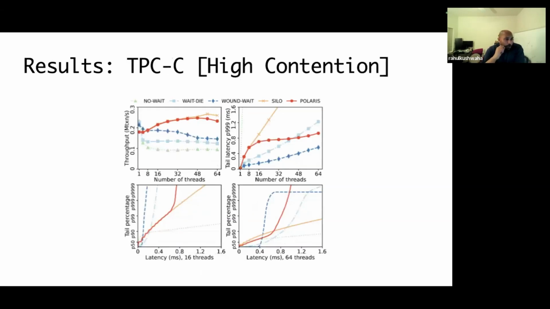Another graph that I wanted to talk about is the TPCC high contention one. The same story here as well. If we look at the bottom right graph, the latency of Polaris is way better compared to Silo, because during high contention, we're able to reserve, and Silo is not able to, therefore a lot of transactions can keep on getting aborted again and again.